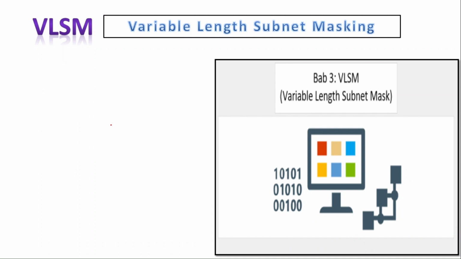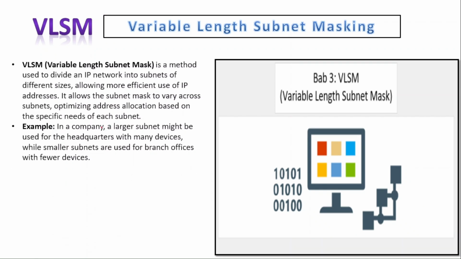VLSM, that is Variable Length Subnet Masking. So VLSM or Variable Length Subnet Mask is a method used to divide an IP network into subnets of different sizes, allowing more efficient use of IP addresses. It allows the subnet mask to vary across subnets, optimizing address allocation based on the specific needs of each subnet. Example, in a company, a larger subnet might be used for the headquarters with many devices, while smaller subnets are used for branch offices with fewer devices.